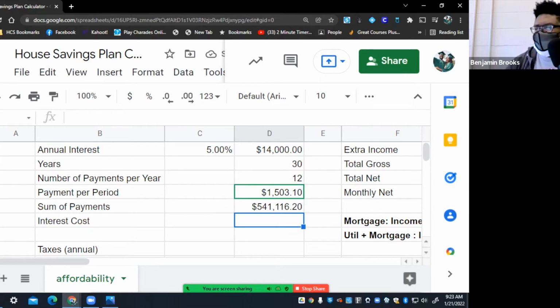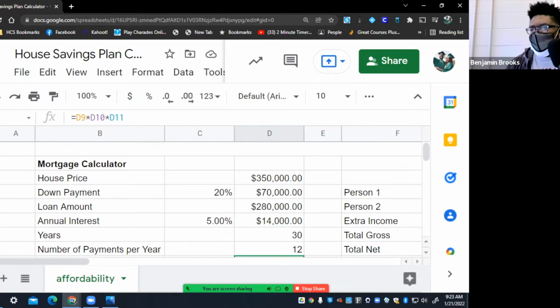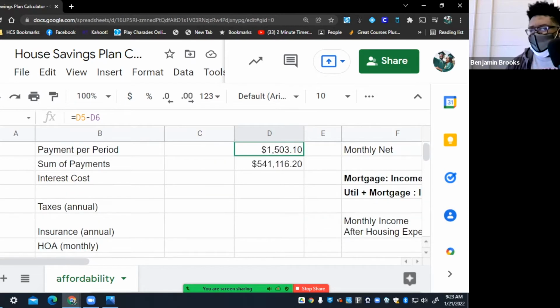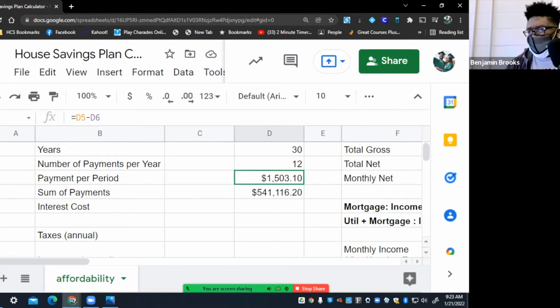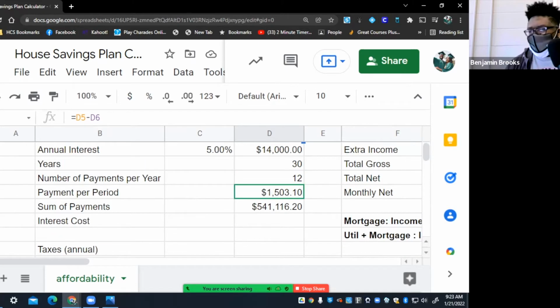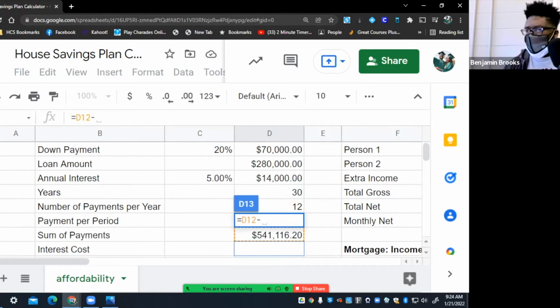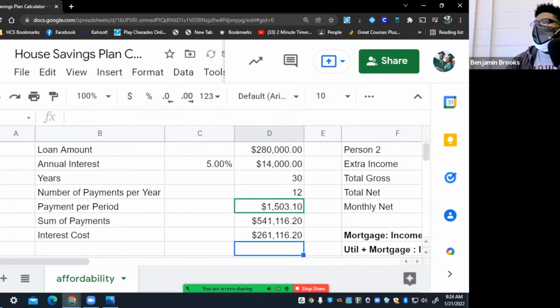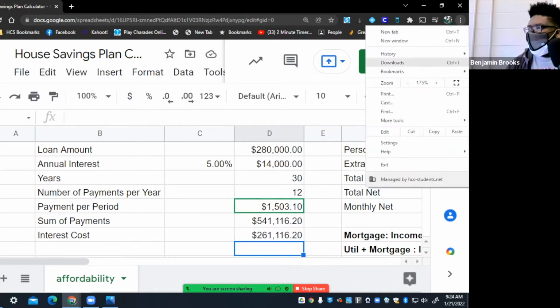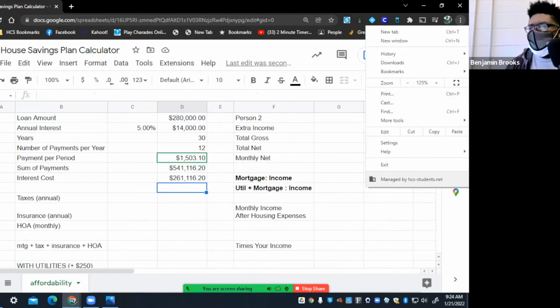And your interest cost is just going to be your sum of payments, in other words, how much you pay over the long term of your loan, minus how much the loan actually is. So we're going to take equals D12 minus D7, your loan amount. And that should be it.